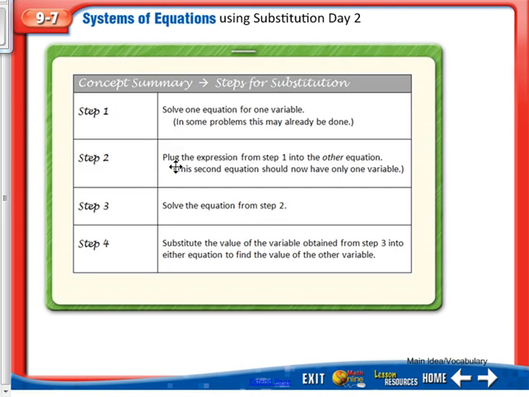So step 1, just like our steps in 9-7.3, solve one equation for one variable. A lot of times this is already done for you. For step 2, plug the expression from step 1 into the other equation. The second equation should now only have one variable. Step 3, solve the equation from step 2 for that one variable. And in step 4, we'll substitute the value that we obtain in step 3 into the other equation. It doesn't matter which equation you plug it into, usually the one that's set up to solve for y. Plug it into that one, and we can then find out what the other variable is, and we can answer our question in an ordered pair.